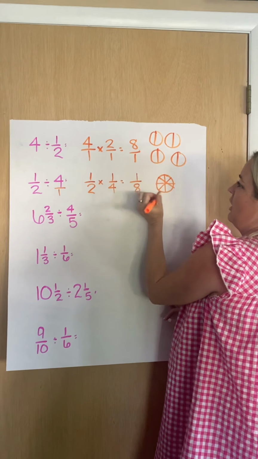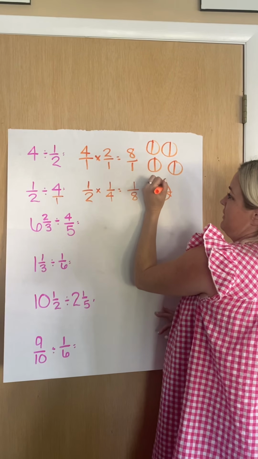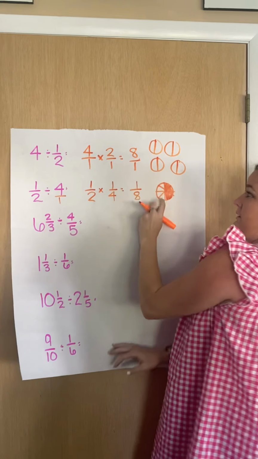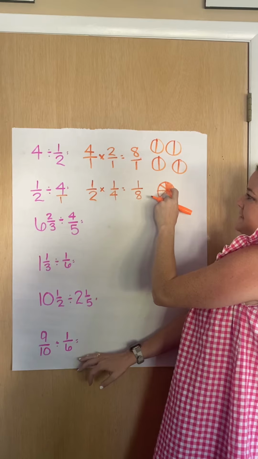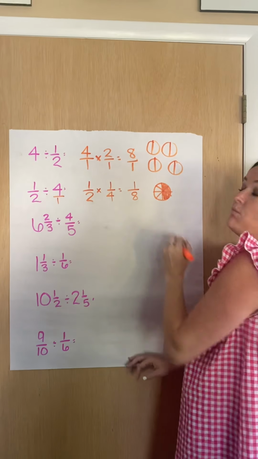I'm really not that good at art. And I was only working with half, so I'd only be working with this half. These would all be in eighths. 1, 2, 3, 4, 5, 6, 7 eighths. Each little one of these pieces would be 1/8.